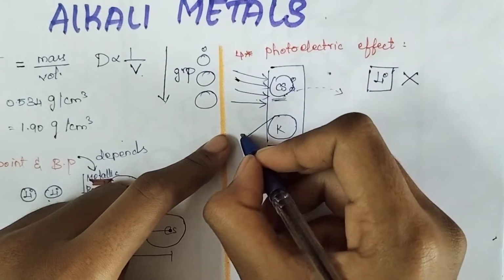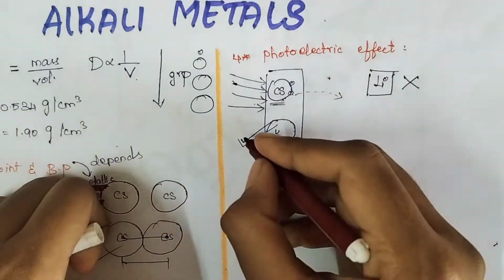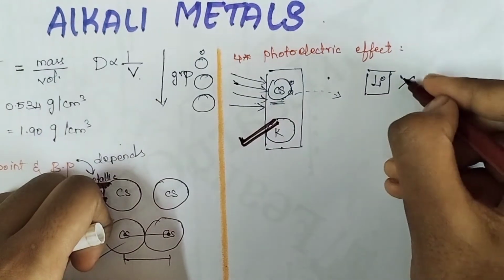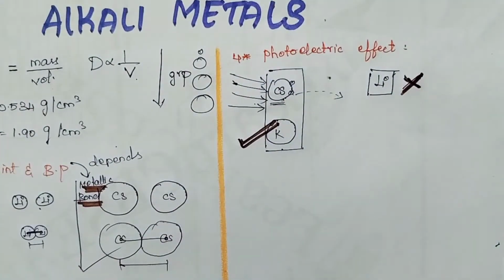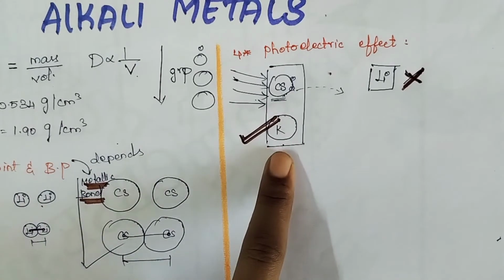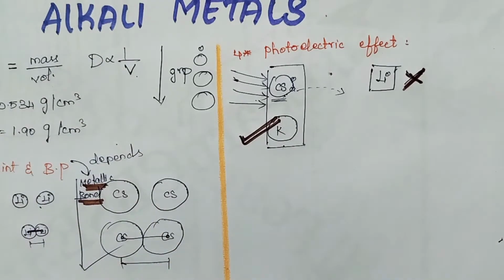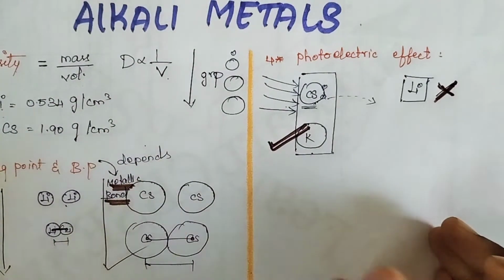They are no for the photoelectric effect, they are yes for the photoelectric effect. Okay, clear? So keep this in mind. So only they are used as electrodes in electrochemistry.